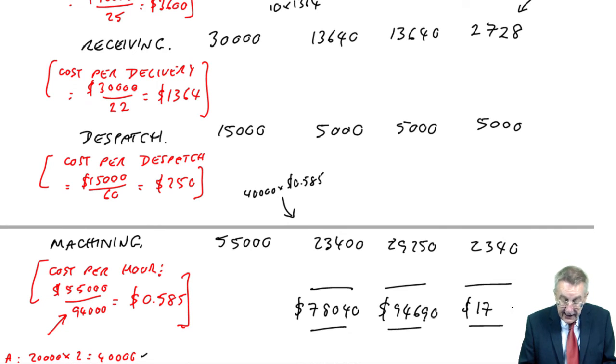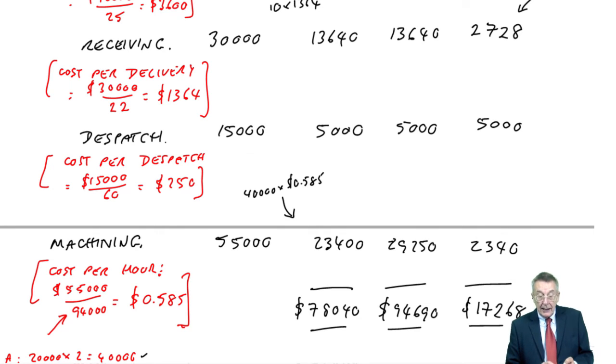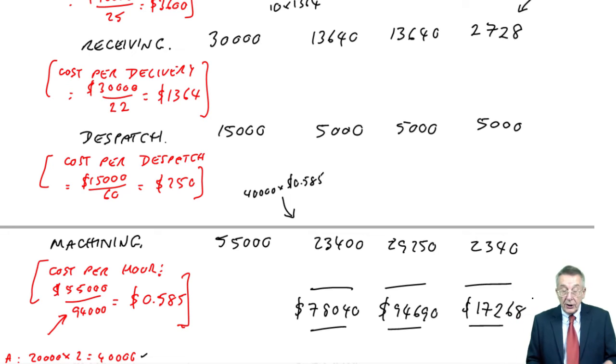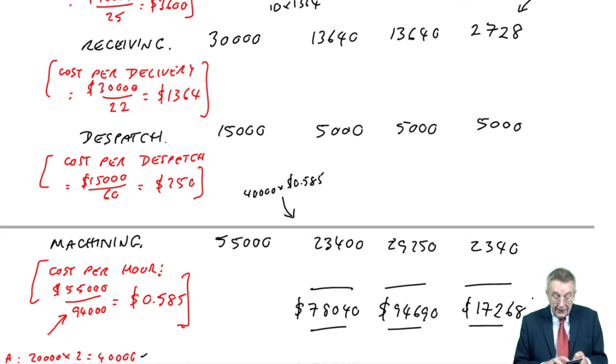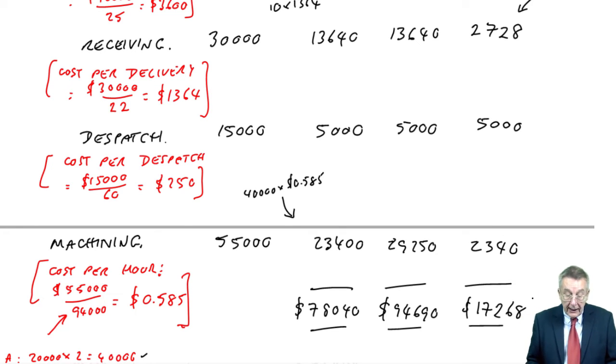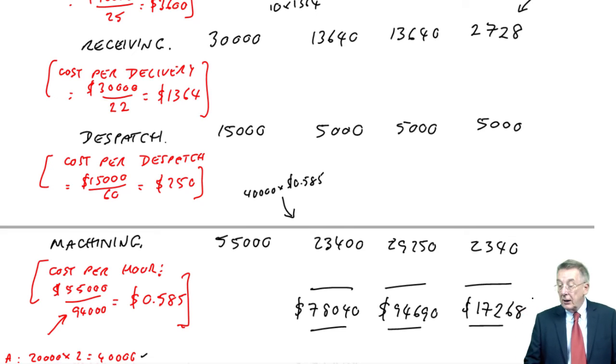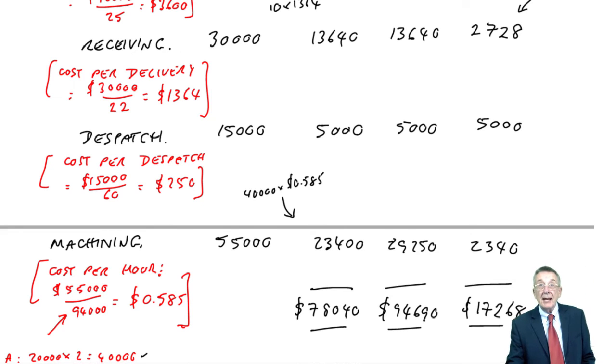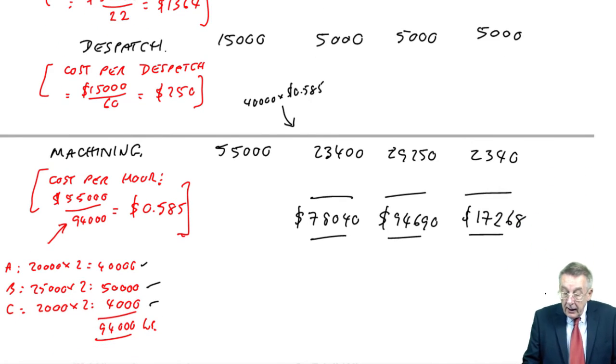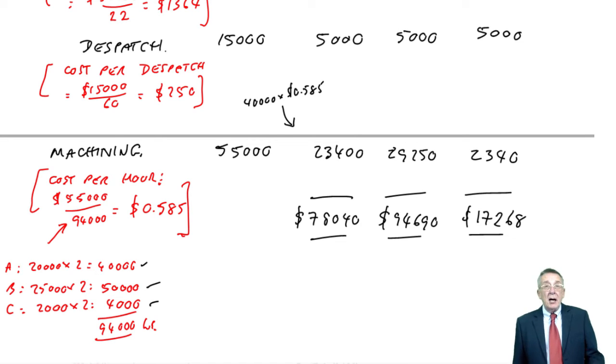And finally for product C, 17,268. And just as a double check, subject to rounding, they should add up to 190,000. So let me just check. 94,690, 78,040. They actually add up to 189,998. So again, we're a couple of dollars out from rounding, which you'll have to see. I'm not worried. As total overheads, remember for the cost cards, I want the overheads per unit.